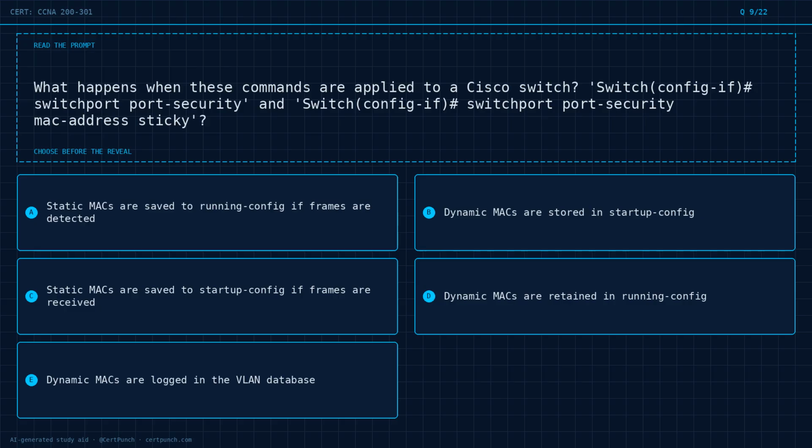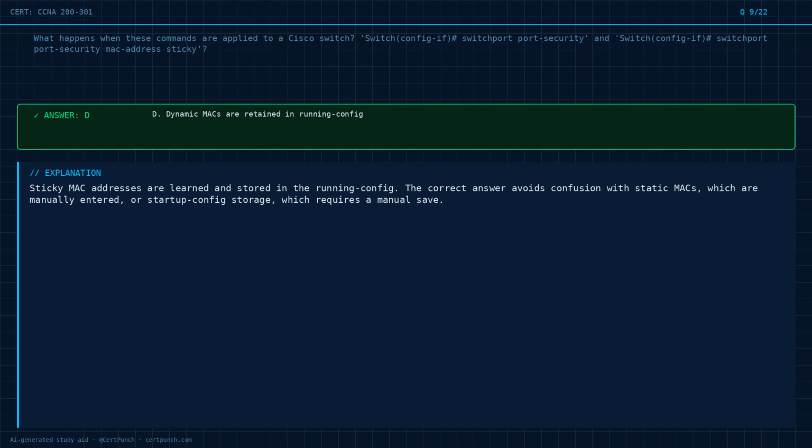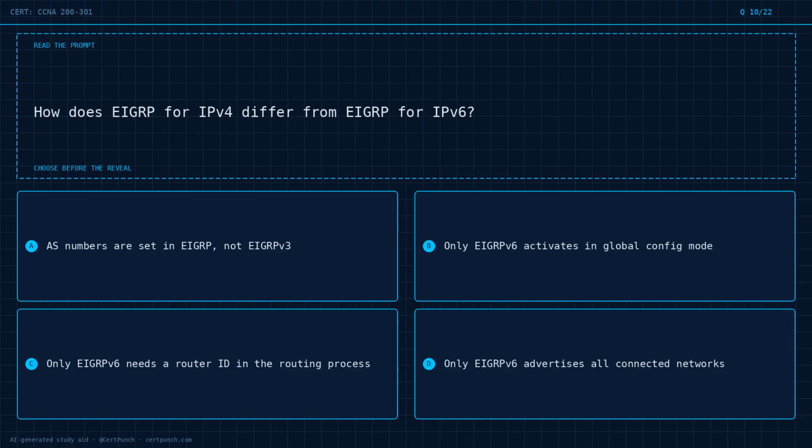Choose the best answer before the reveal. Commit to it now. The answer is option D. Exam logic. Sticky MAC addresses are learned and stored in the running config. The correct answer avoids confusion with static MACs, which are manually entered, or startup config storage, which requires a manual save.